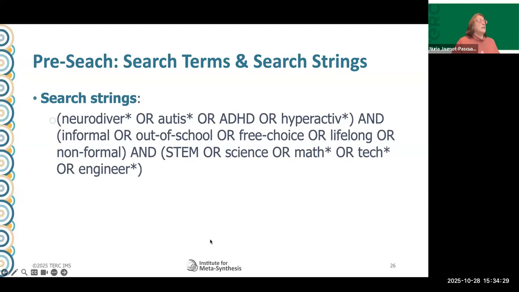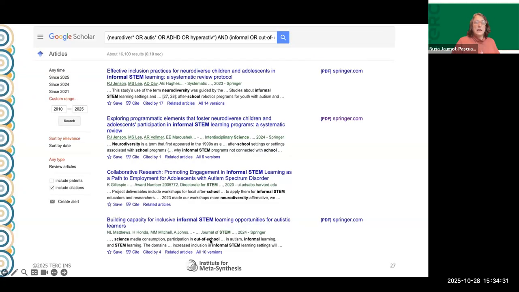Now let's see a little bit of practice of what this looks like. A couple of weeks ago, I went into Google Scholar and I plugged in that exact search string. I put in the 2010-2025 custom range for the years. And that's a very good question. I'm actually going to answer that. And what I did is I plugged it in and I pressed enter.